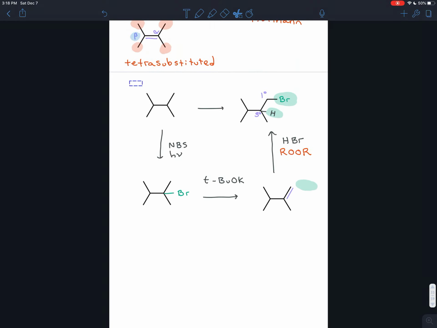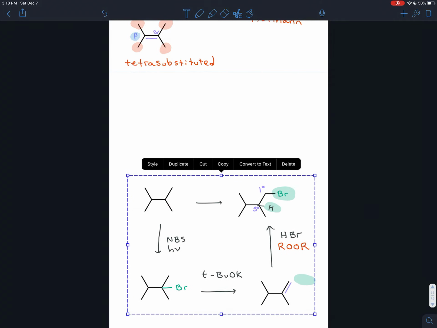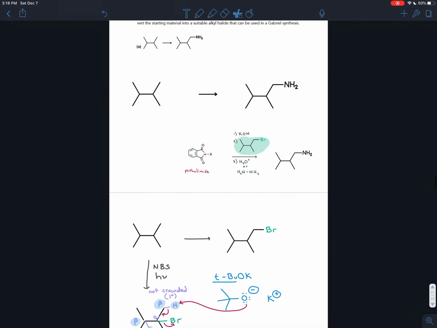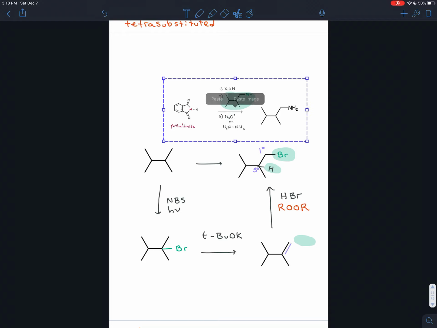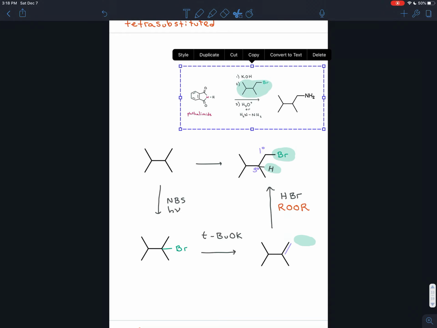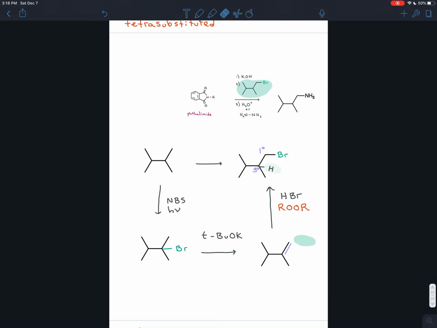Well, once we have that haloalkane, we can take the synthesis that we know to turn a haloalkane into an amine, the Gabriel synthesis, and that gives us our full synthesis. So, once we have this haloalkane, we can take phthalimide, turn it into a nucleophile with potassium hydroxide, and then take that haloalkane, have the nitrogen in phthalimide do an SN2 reaction with it, and then hydrolyze the nitrogen from the phthalimide, and we'll have our product.